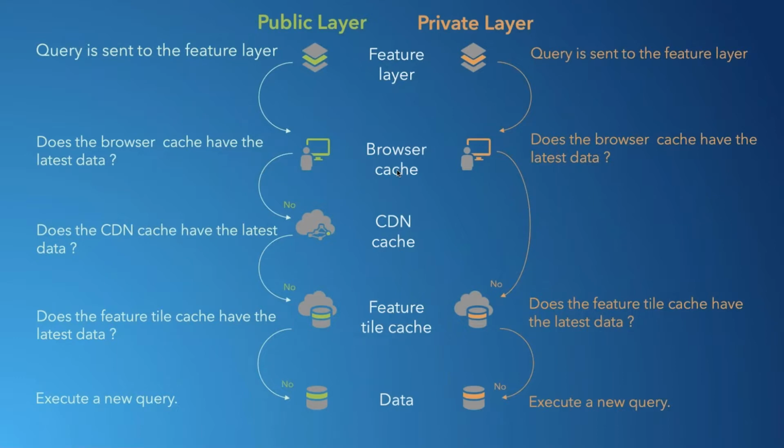And so when the client executes a query for a feature tile, it'll check to see if that tile exists in any of these places. If it's not cached anywhere, it's going to query the underlying database directly. Of course, that's the least performant and least scalable method of getting features.